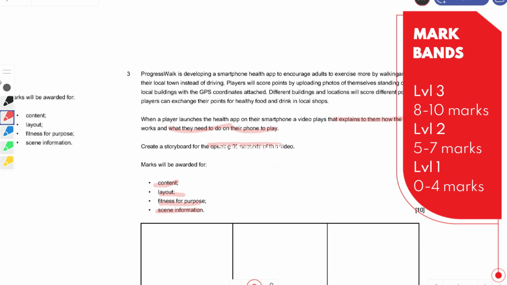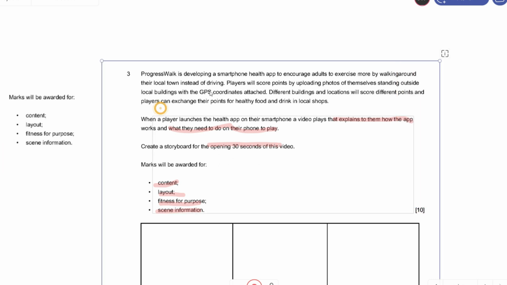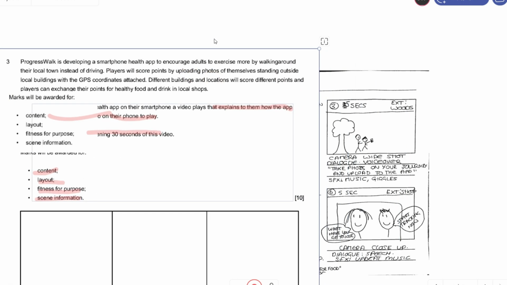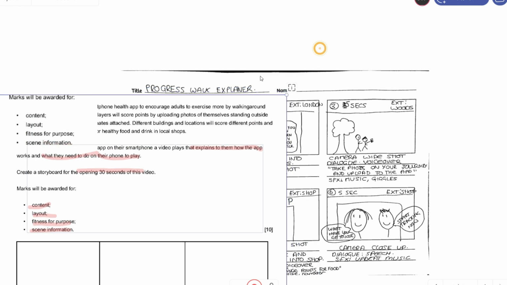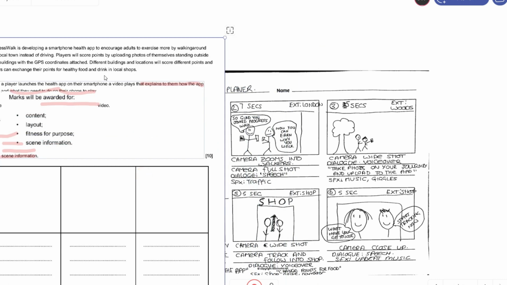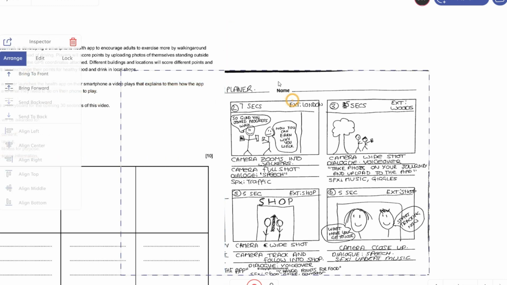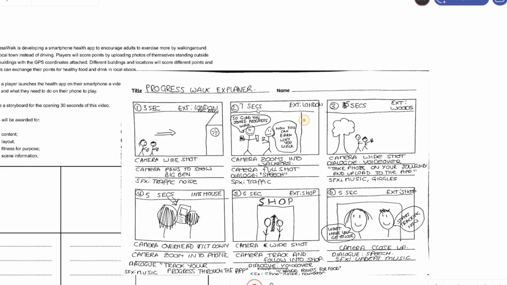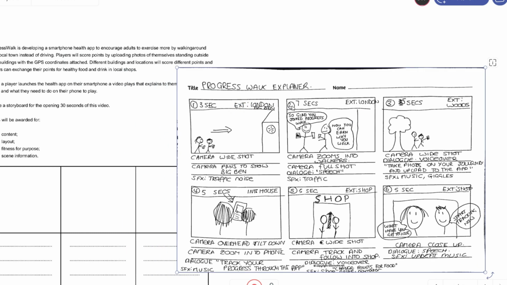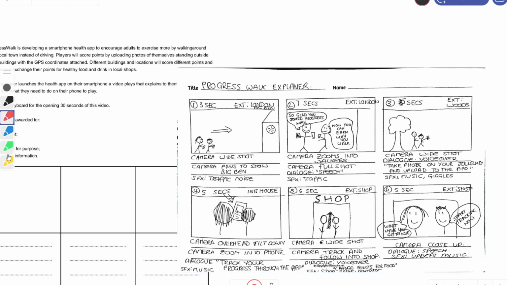So again, let me show you what I've done. I've done one and I've moved it across. So I'm going to shrink this down a little bit, and then I'm going to move over to this one. Let me move this to the top as well because it's there. And then if I move this one to the front as well. Okay, there we go. So again, what I've done, let me show you with the highlighter. I have got a title for my storyboard. So I've got Progress Walk Explainer.